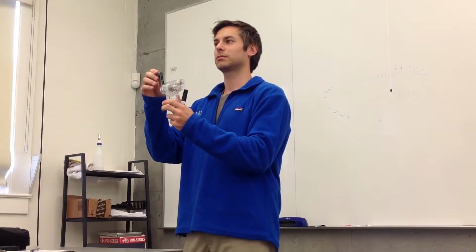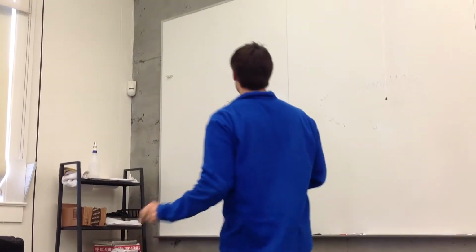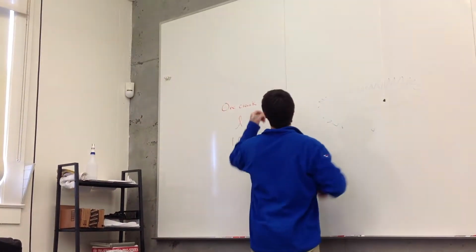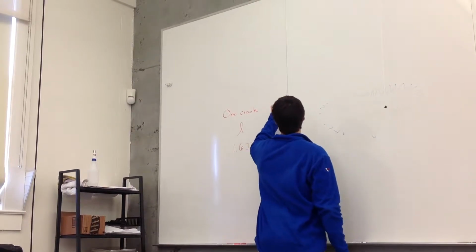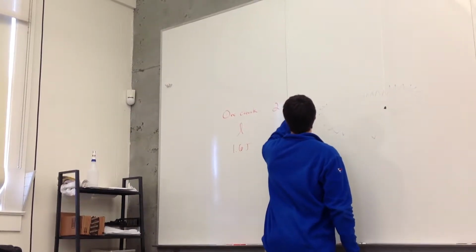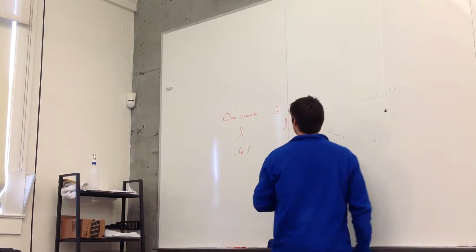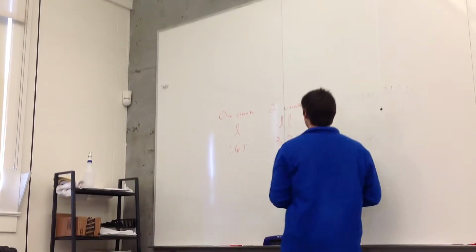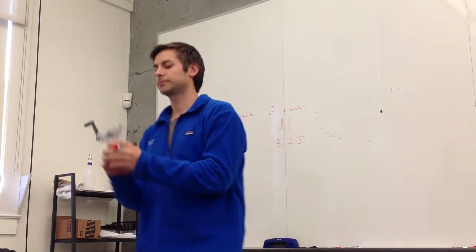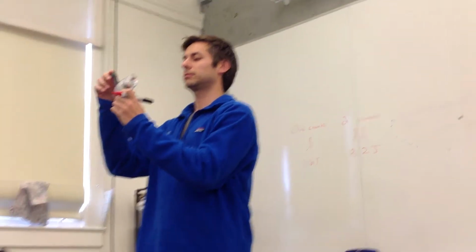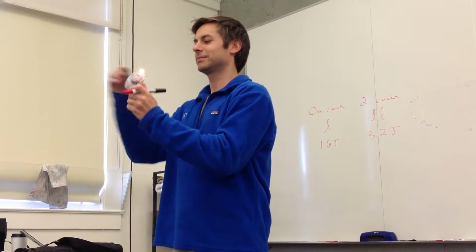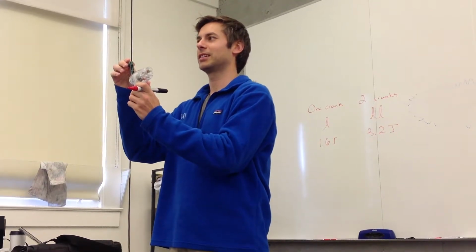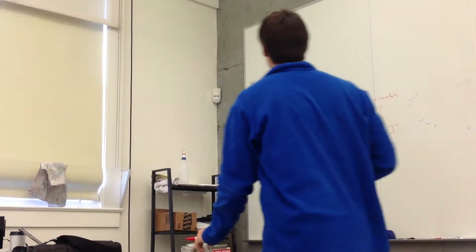How much work? 3.2. Okay. So, 2 cranks, and 3.2 joules. Now, I'm going to do this. Oh, sorry, let's try again. How many was that? 2. No. 3. Okay, it was 3.